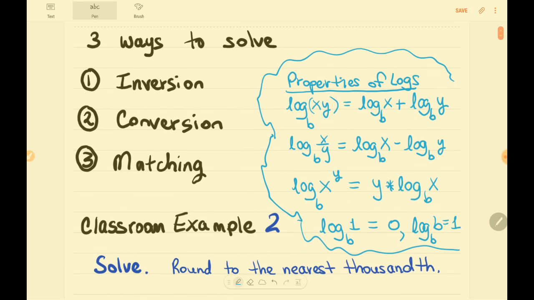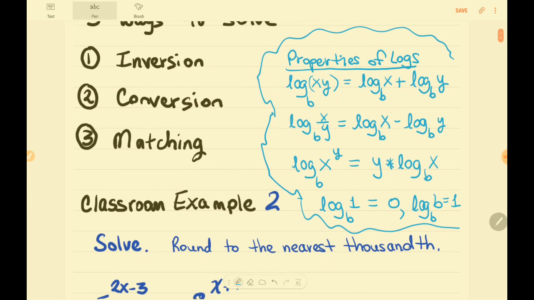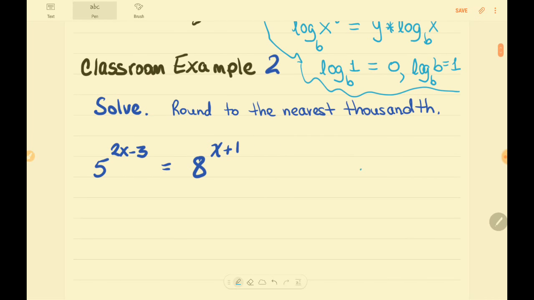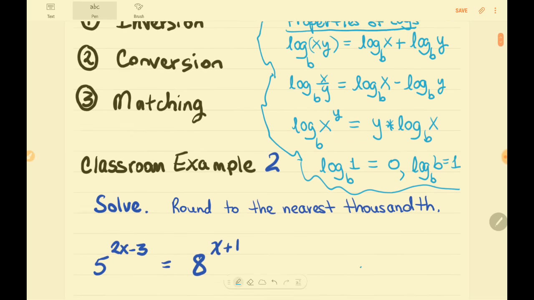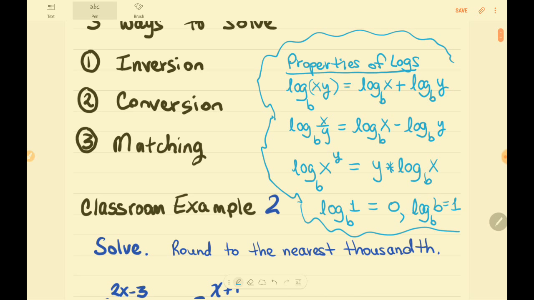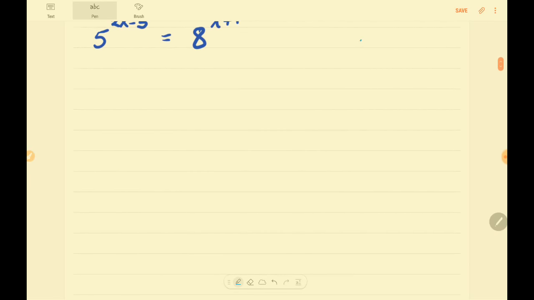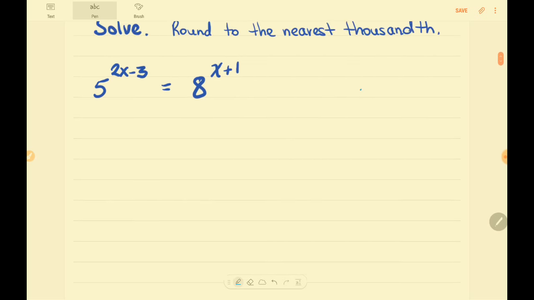And so what I did in the video where I explained the 3 main ways to solve is just said that these 3 ways can work depending on the form of the equation. You really look at the equation and determine which way you think is going to be most efficient, or the best way, or the easiest way. This one you can do with inversion or conversion. It doesn't really work well with matching. So I'm going to show you inversion and then I'll show you conversion. And I'm also going to show you how to do this with U-Substitution, because it makes everything so much easier.